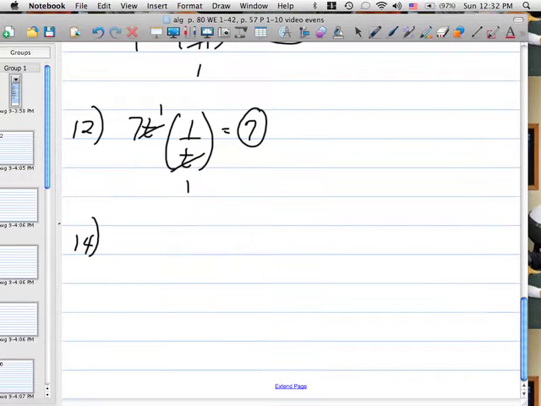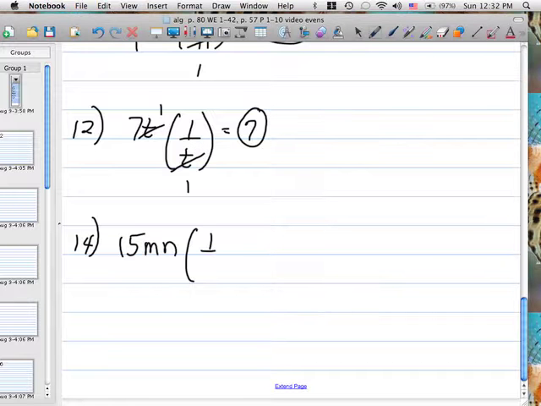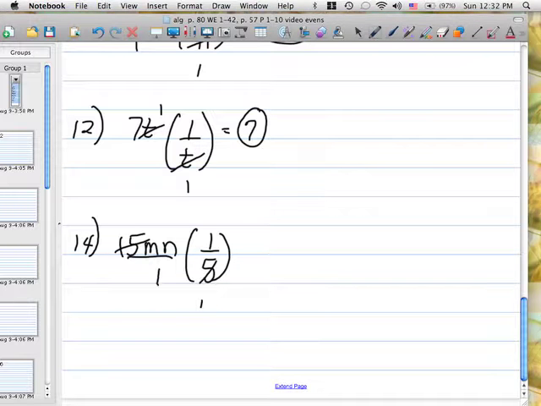Problem number 14, you have 15mn times 1/5. 5 goes into 5 once, and into 15 3, so our answer is 3mn.